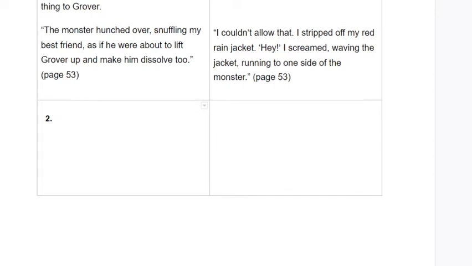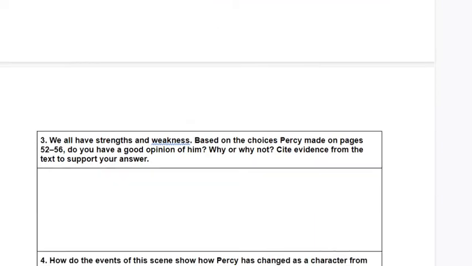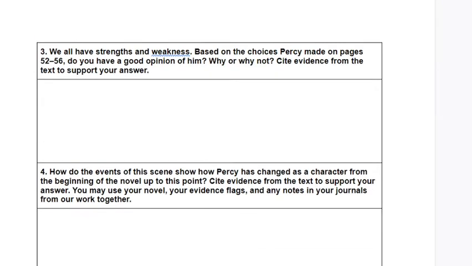Okay, let me turn down my volume because I'm getting a bit in the red. Okay, questions 3 and 4. We all have strengths and weaknesses. Again, this is from chapter 4, pages 52 to 56. Based on the choices Percy made on pages 52 to 56, do you have a good opinion of him? Why or why not? Cite evidence from the text to support your answer. This question number 3 will have 3 parts. First of all, I want you to give me your opinion. What kind of opinion do you have of him? Secondly, I want you to tell me why you have that opinion. And third, I want you to show me from the book where that opinion came from.